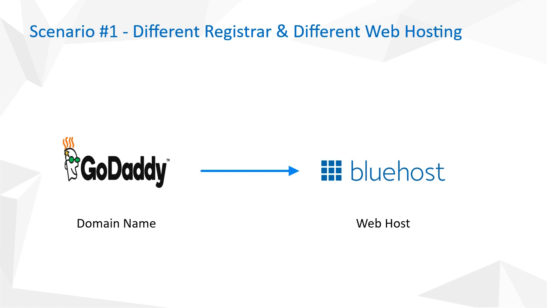So let's say that you have a domain name with GoDaddy and you have web hosting with Bluehost. In order to point the domain name from GoDaddy to Bluehost, we would have to switch the domain name servers to the server we would want it to go to. So let's go ahead and try it with our own domain name that we just registered, and let's make sure that our domain name is pointing to our web server.